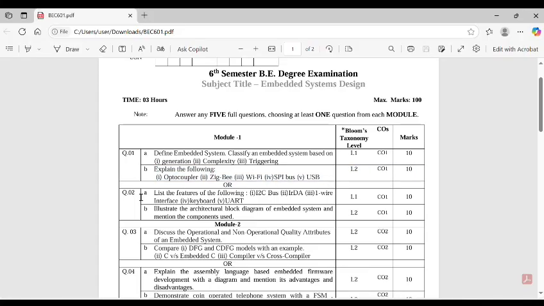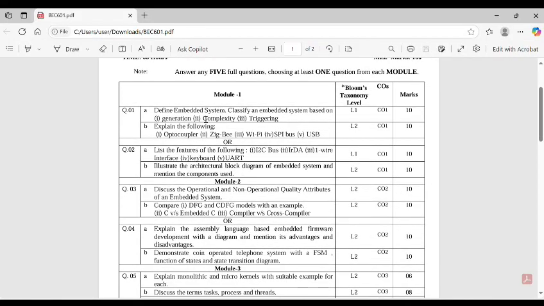In Model 1, question 2A: list the features of the following: I2C bus, IrDA, one wire interface, keyboard, UART. In 2B, illustrate the architecture block diagram of the embedded system and mention the components used. Question 1A will be repeated every time in the VTU examination, so you can focus on the 1A question. In 2A, the I2C bus, one wire interface, keyboard and UART are the most important questions. So refer to these questions in Model 1.